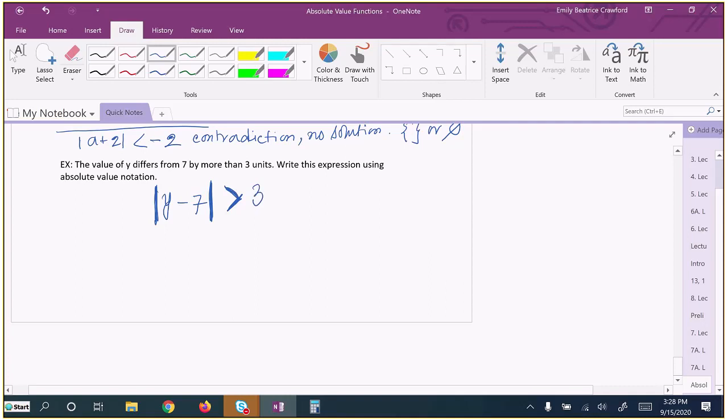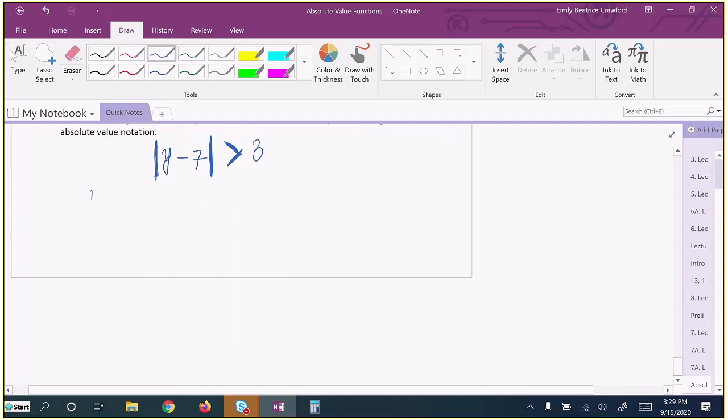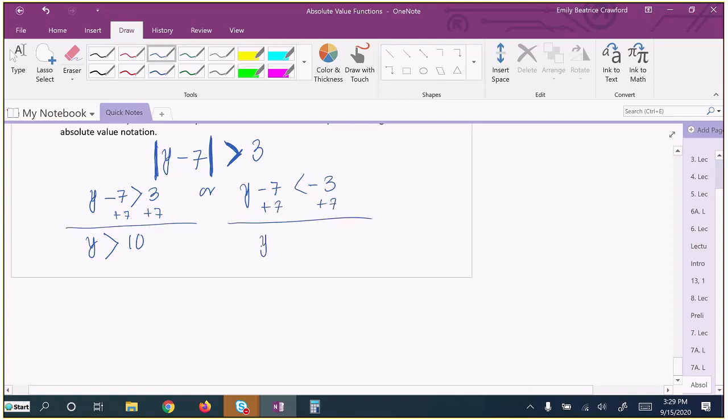That's the expression. So what is the value of y? Or what are the values of y? So solve this inequality. Because the right hand side is non-negative, I get a twofold inequality. I get y minus 7 greater than 3, or y minus 7 less than negative 3. So for the first one, I add 7 on both sides. I get y greater than 10. The second one, I add 7 on both sides as well, but I get y is less than positive 4.